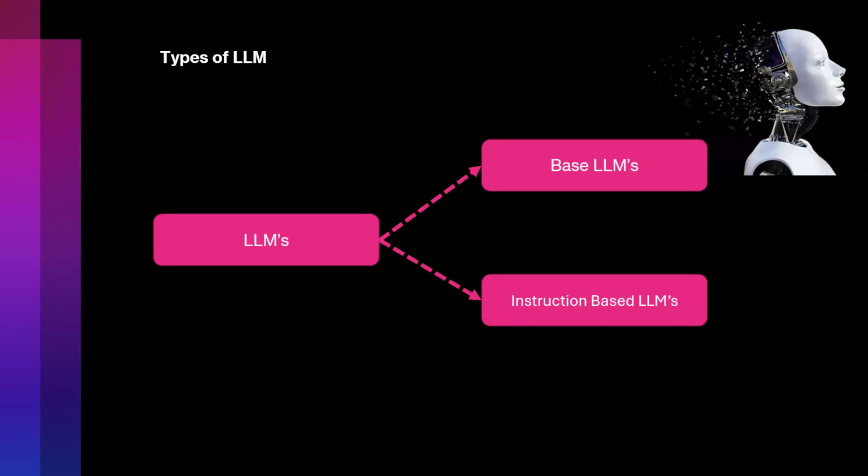For example, GPT-3 is versatile and is able to generate coherent and contextually relevant text. And the next one is instruction-based models. These are very fine-tuned, and they work based on specific instructions, and they are more efficient than the base LLMs.